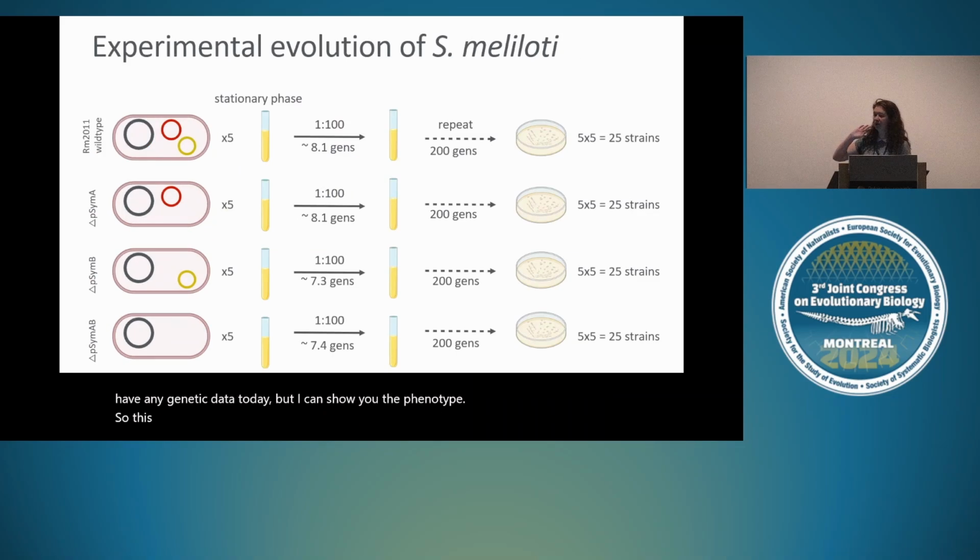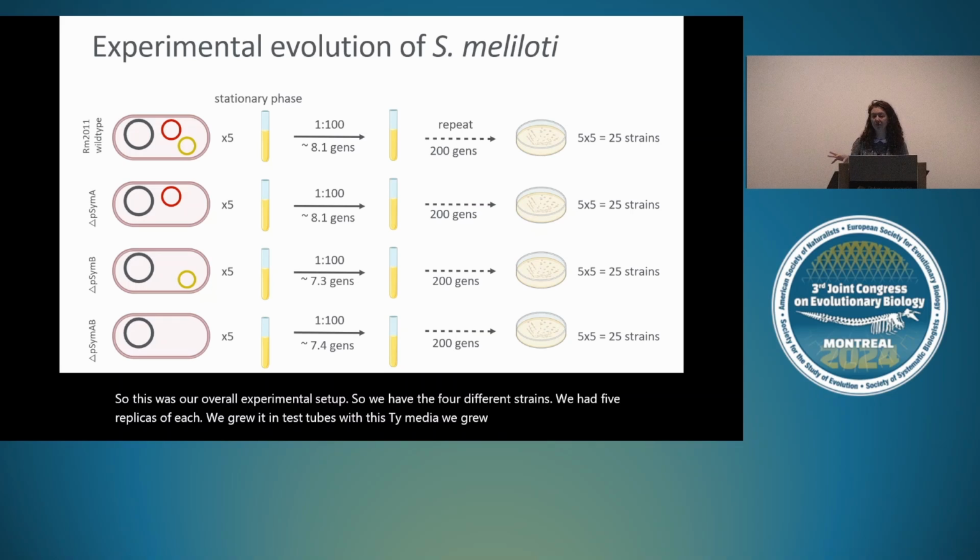So this was our overall experimental setup. We have the 4 different strains. We had 5 replicates of each. We grew them in test tubes with this TY media. We grew them to stationary phase, and then we transferred 1% of the volume over to a fresh tube, and continued that. For the strains that have PSEM-B, this meant there was about 8 bacterial generations every time we did a transfer, and for PSEM-A, it was about 7. We repeated this process until all 4 categories had been through around 200 generations. Then we plated them out, we picked different colonies for streaking, and we ended up with 25 strains from each category that had been through this evolution process to test.